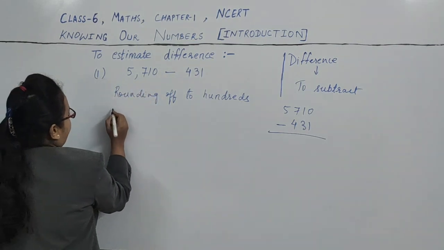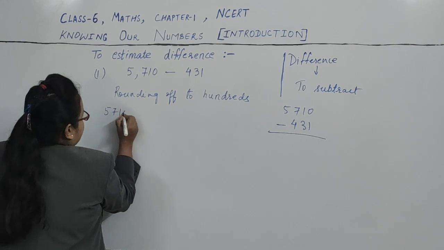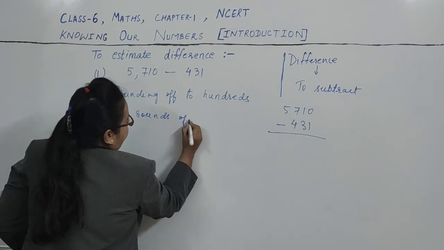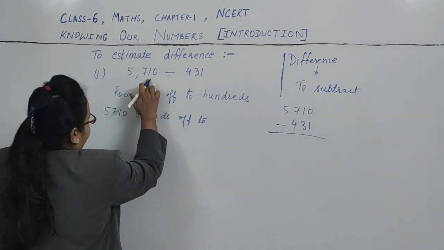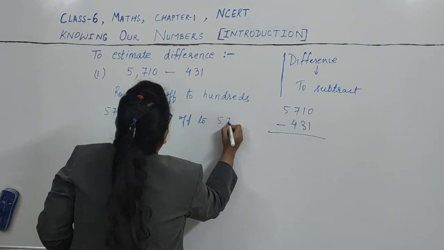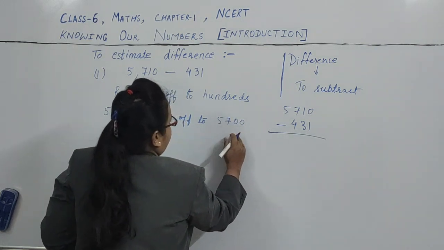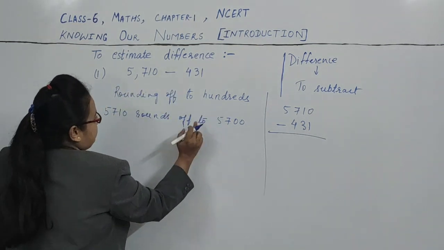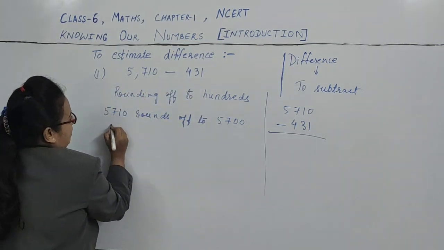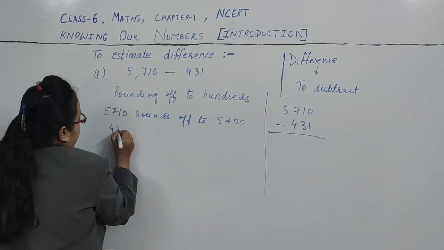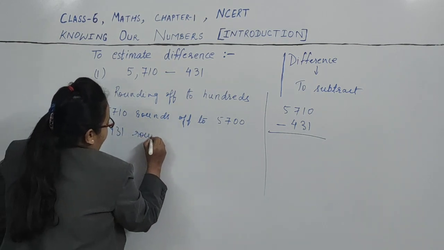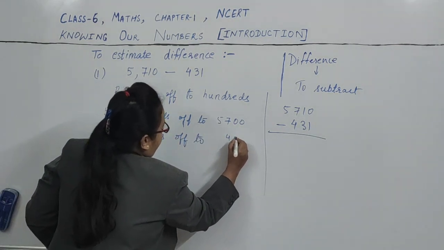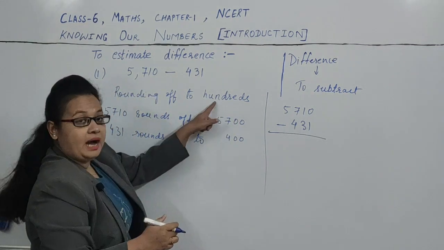So this will be rounded off to 5700. If we are rounding off this number to the nearest hundreds, it is rounded off to this. Now 431 rounds off to 400 when rounded off to the hundreds.